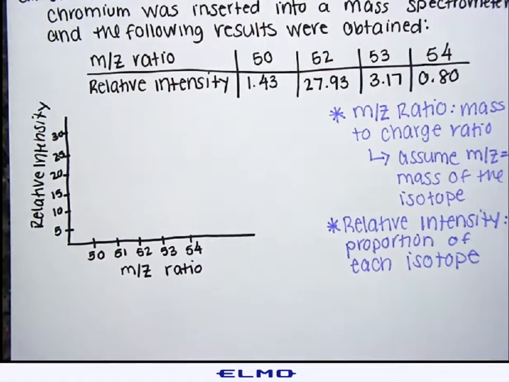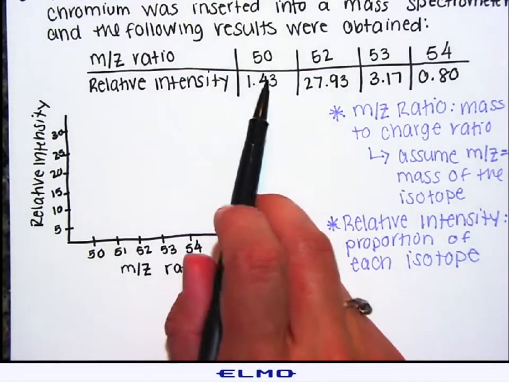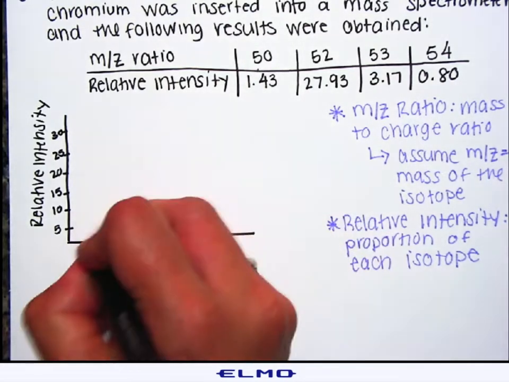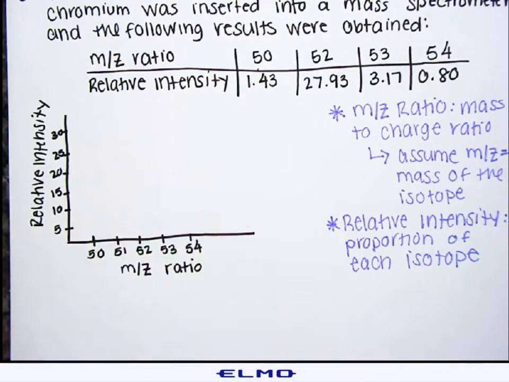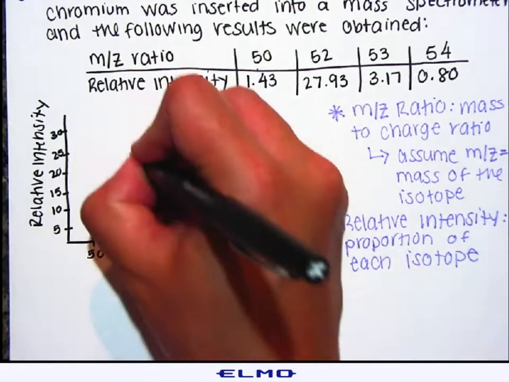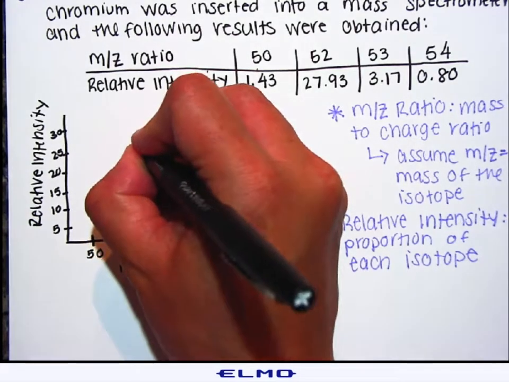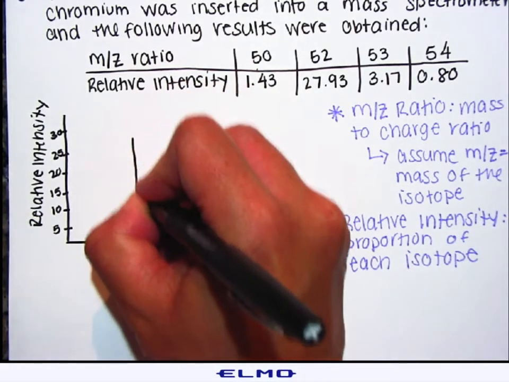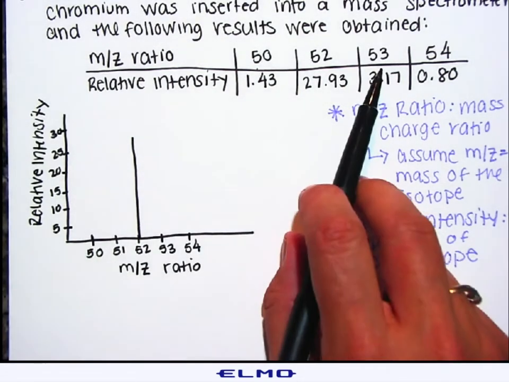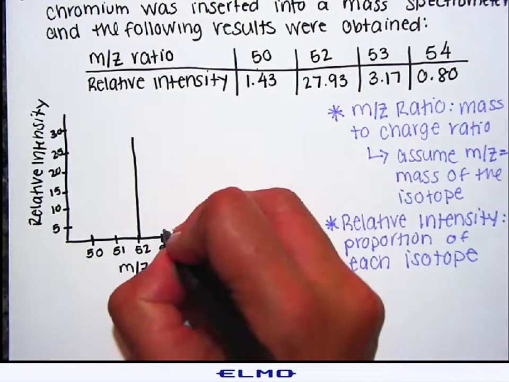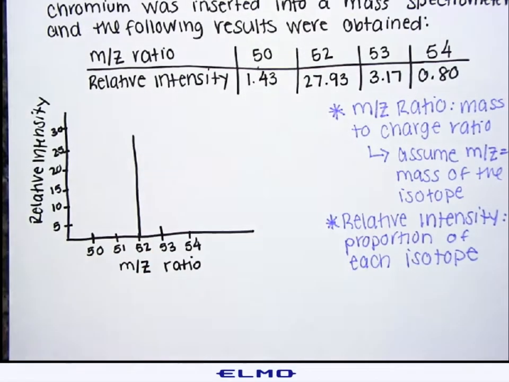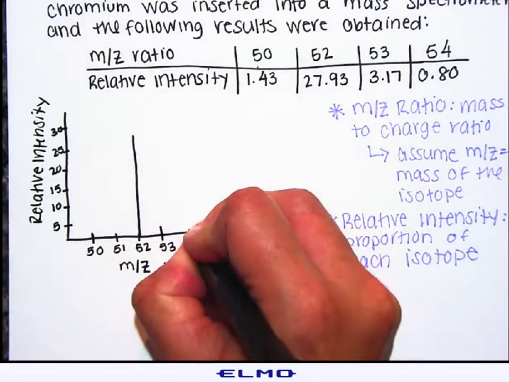Alright, so we can just go ahead and graph this. So my isotope with a mass of 50 is about 1.43. Mass of 52, about 27. And again, this is just a rough sketch, so we can draw our peak in 53. About 3.17, and then this one less than 1, very small.